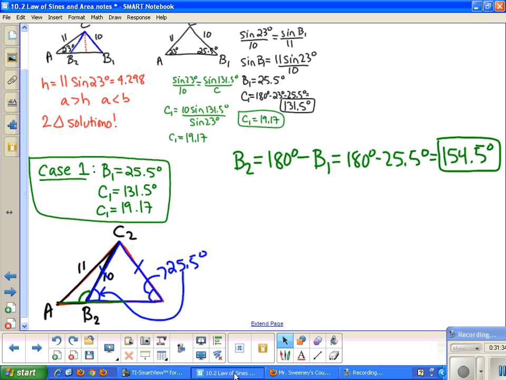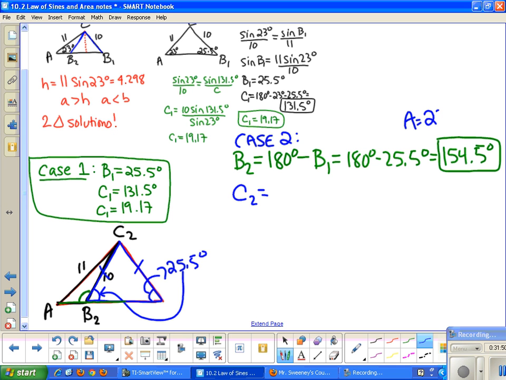So then now if I have B2, well then C2 would be easy to find, and I should write case 2 here. So C2 would then be equal to, I'm going to take my original A value, which we said was 23 degrees, and now I'm taking B2. So C2 is equal to 180 degrees minus 23 degrees minus what I just found for case 2, 154.5 degrees. So when I do that, notice the angle that I get is 2.5 degrees. So it's very small, but we still have one.